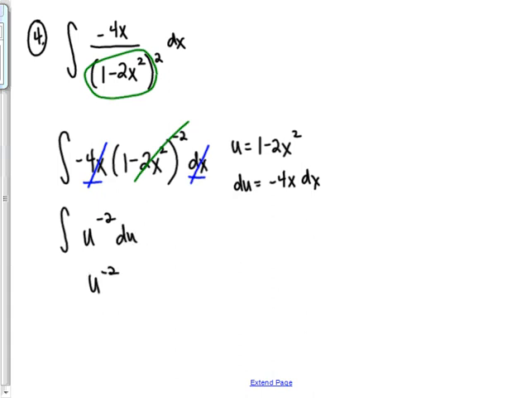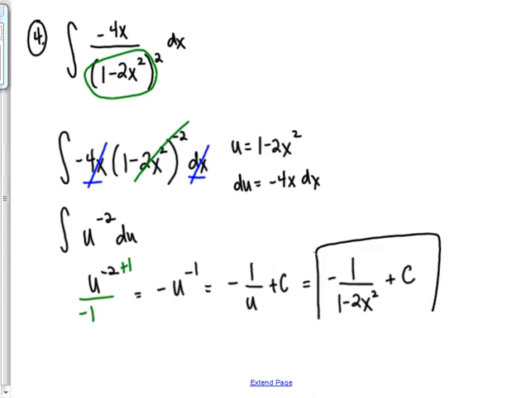So if I add 1 to it, I get a new power of negative 1. So I get a negative u to the negative 1. Now, negative exponents we know are not okay. So a negative 1 over u plus c, and of course we have to replace it. Negative 1 over u, which is 1 minus 2x squared plus c. Okay.